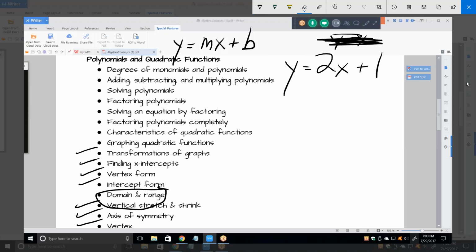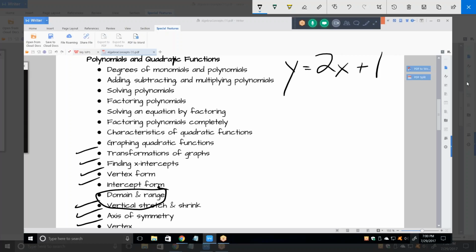Now, let's talk about domain and range. Domain are all of the allowable values you can make x. In other words, whenever you have a function, you can make x anything you want, as long as it doesn't violate any rules. Is there any number that I can plug in for x that violates any rules of mathematics?